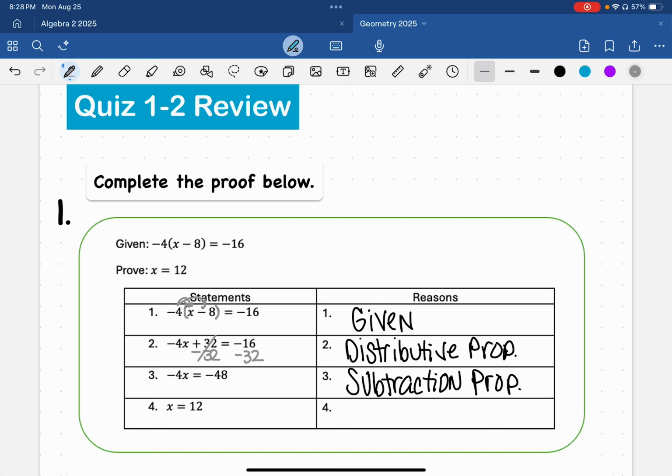And then we're going to take a look at what they did from statement 3 to statement 4. The negative 4 has disappeared. The only way to do that is by dividing by negative 4, which is where our answer of 12 comes from. This is the division property.